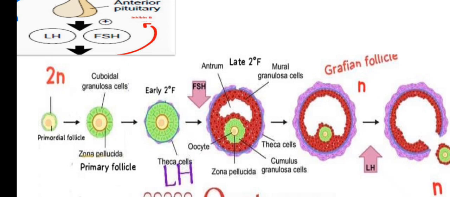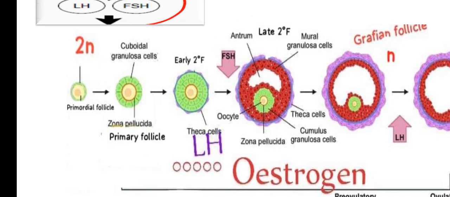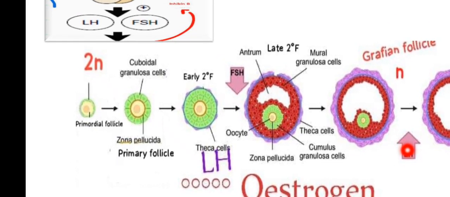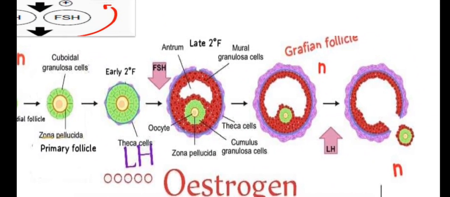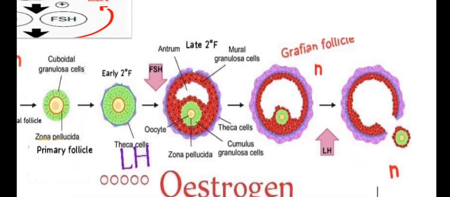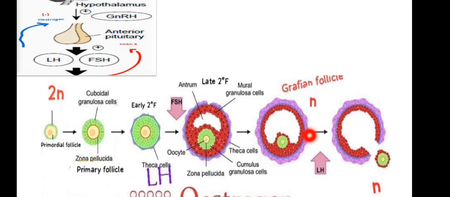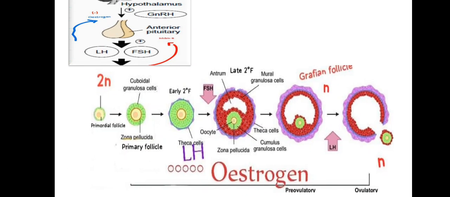It's going to be arrested at what we call metaphase 2 of meiosis 2. So you can see at day 14, due to an increase of LH hormone, which brings about ovulation. Now, before I talk about how this LH is making ovulation possible, I just want you to take note of how estrogen and progesterone are being produced by these follicles.